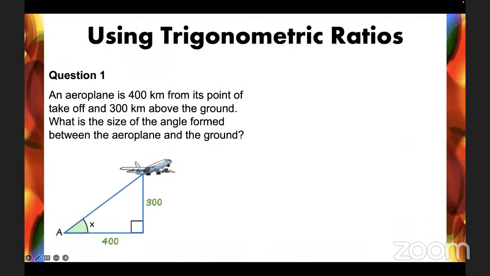All right, an airplane is... So this is an actual question, and we're just going to walk through it. An airplane is 400 kilometers from its point of takeoff and 300 kilometers above the ground.